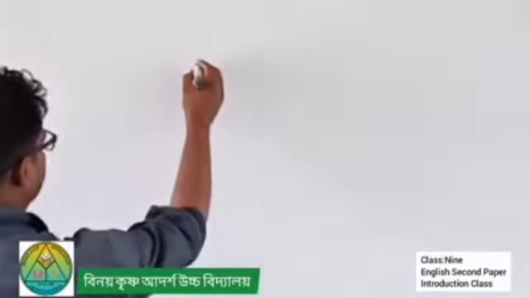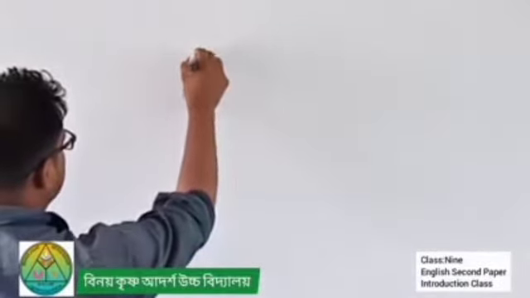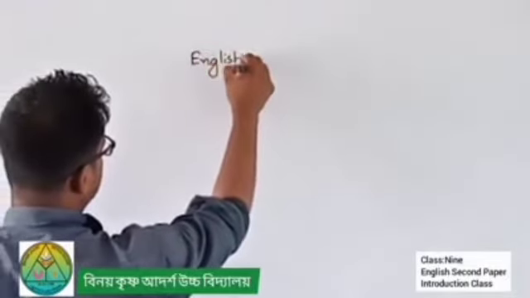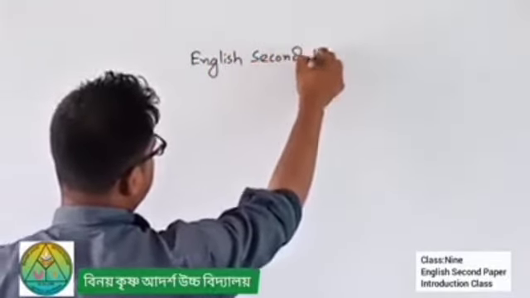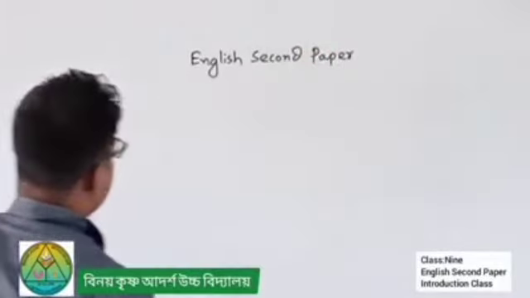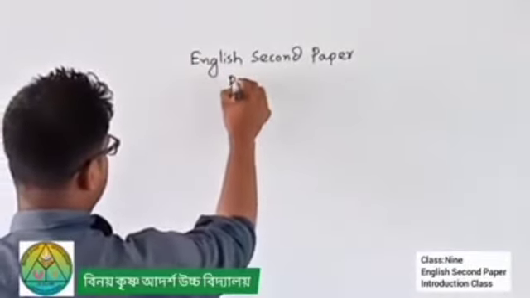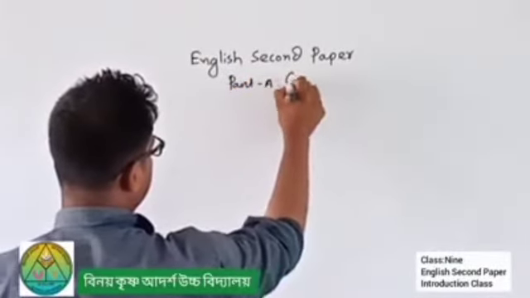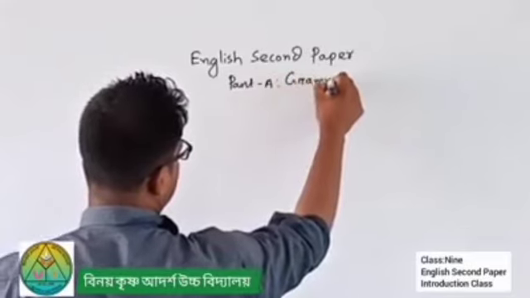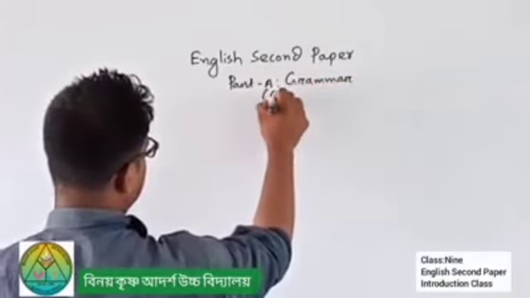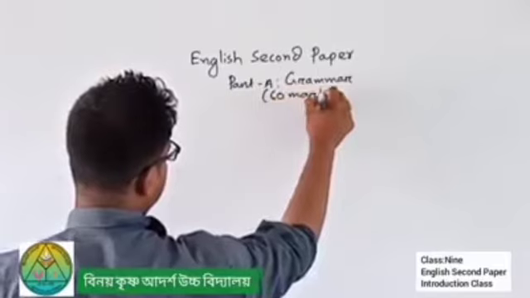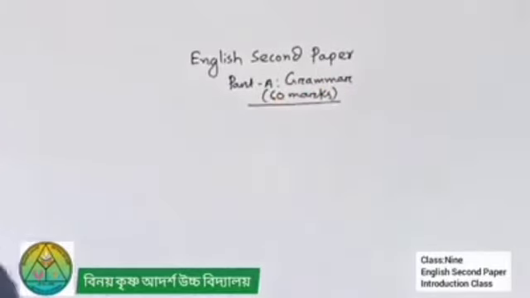Dear learners, we will find 100 marks in English second paper. Your 100 marks will be distributed into two parts. That is part 1, part A, grammar part, 60 marks. Dear learners, you will get 11 questions for 60 marks.